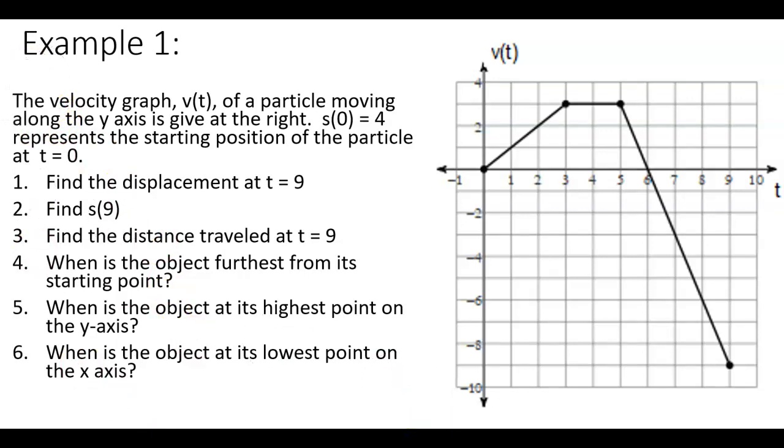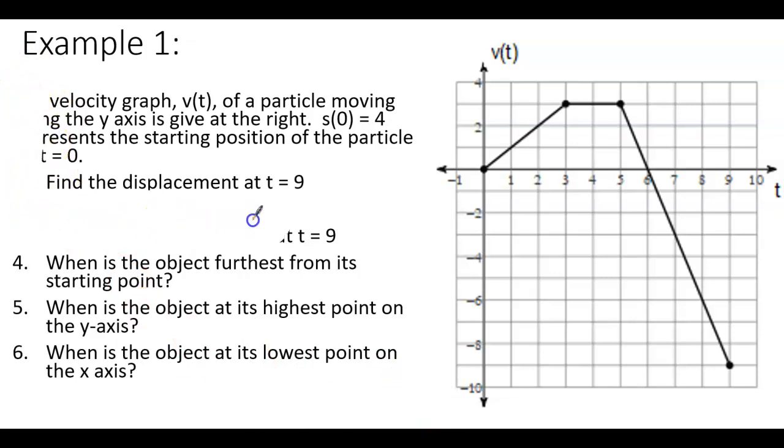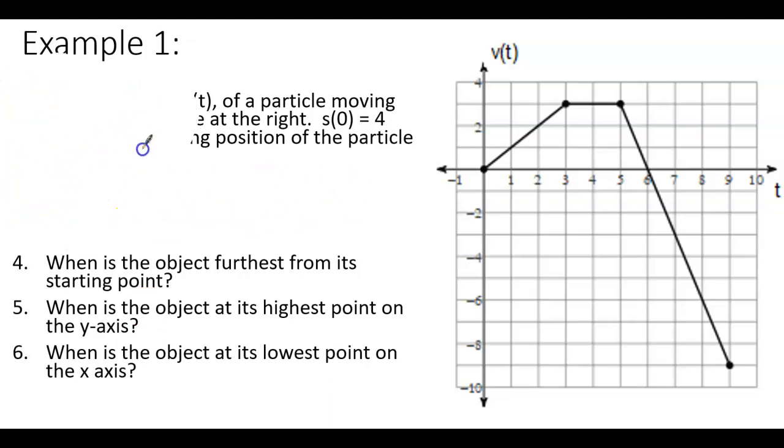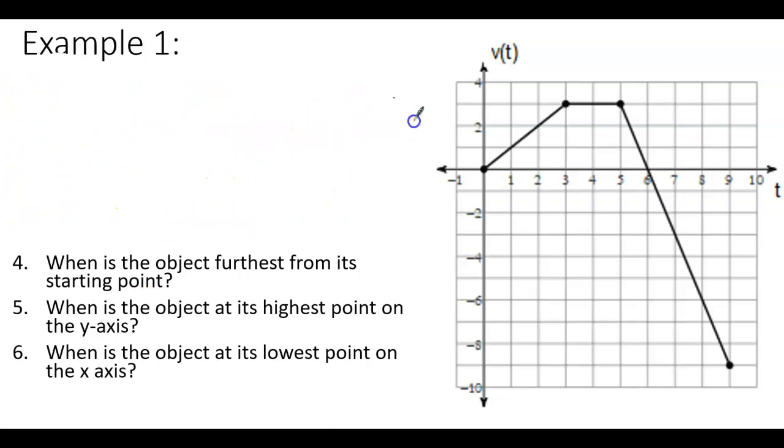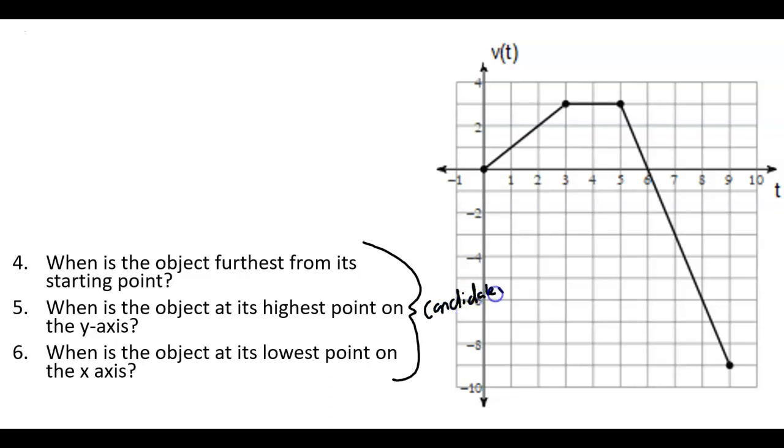Notice they're all asking something similar. They're all asking, when is the object farthest away or farthest down or farthest up? They're asking for the most value of something, right? And when you ask for the most of something, what they're really asking for then is a minimum or a maximum, right? And so this is an absolute min or absolute max. So all of these are candidates test questions. Now I think I'm going to start with 5 and 6, and then I'll get to 4 after that. So let's start with numbers 5 and 6.